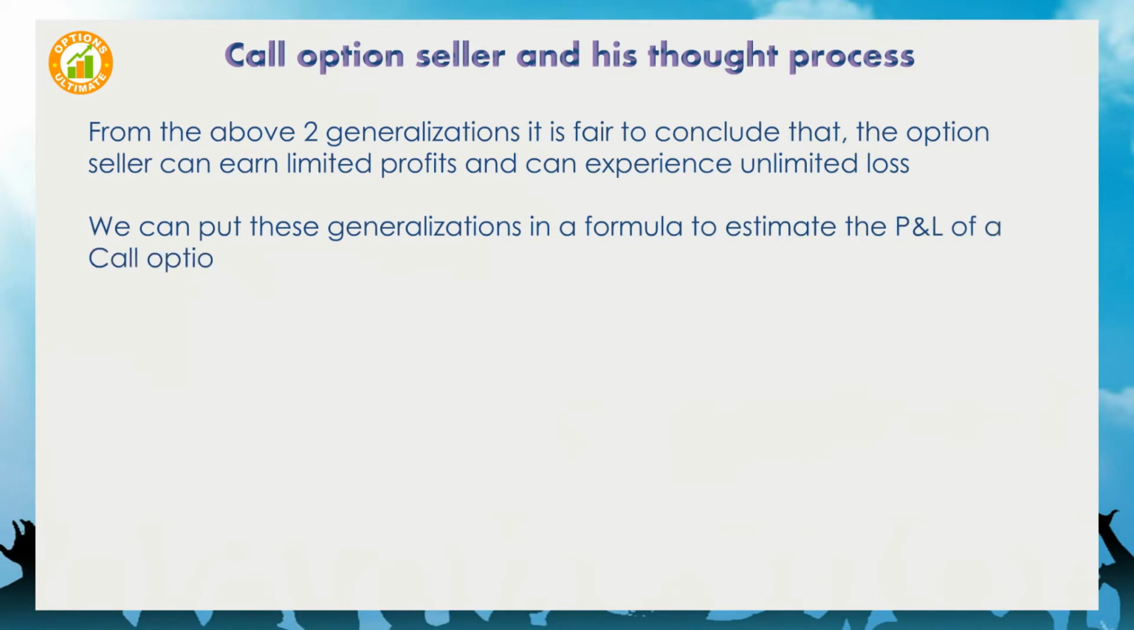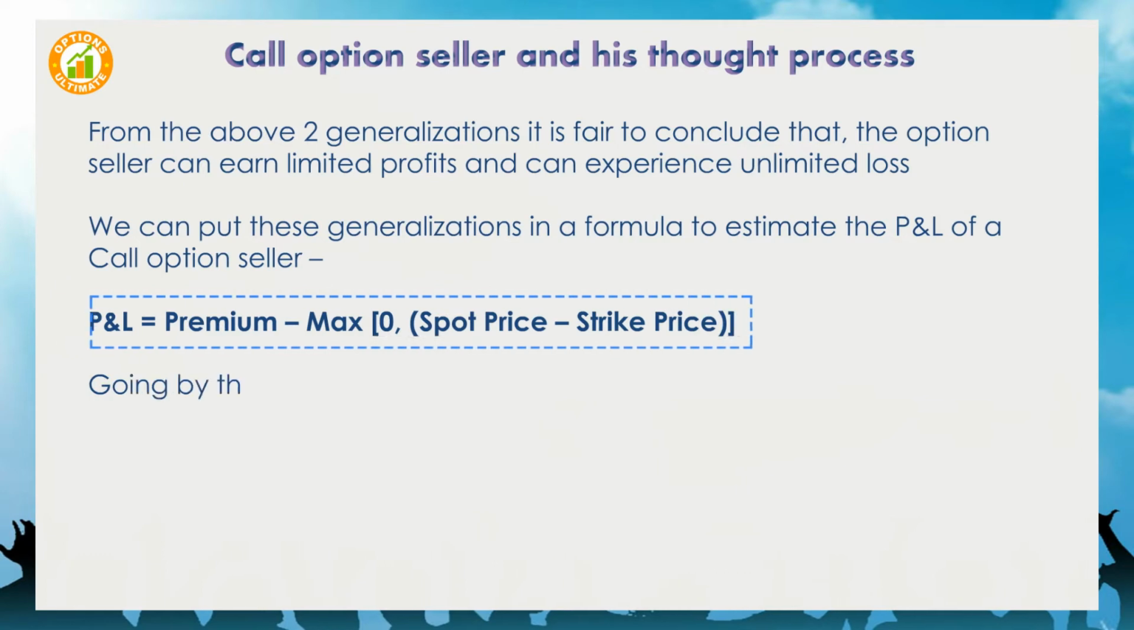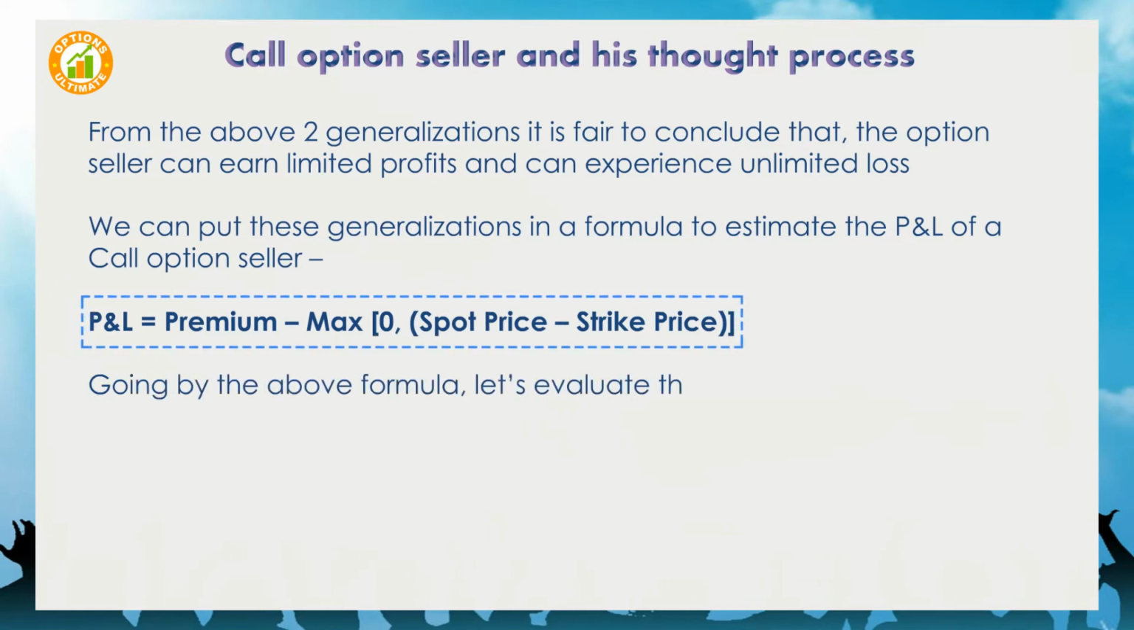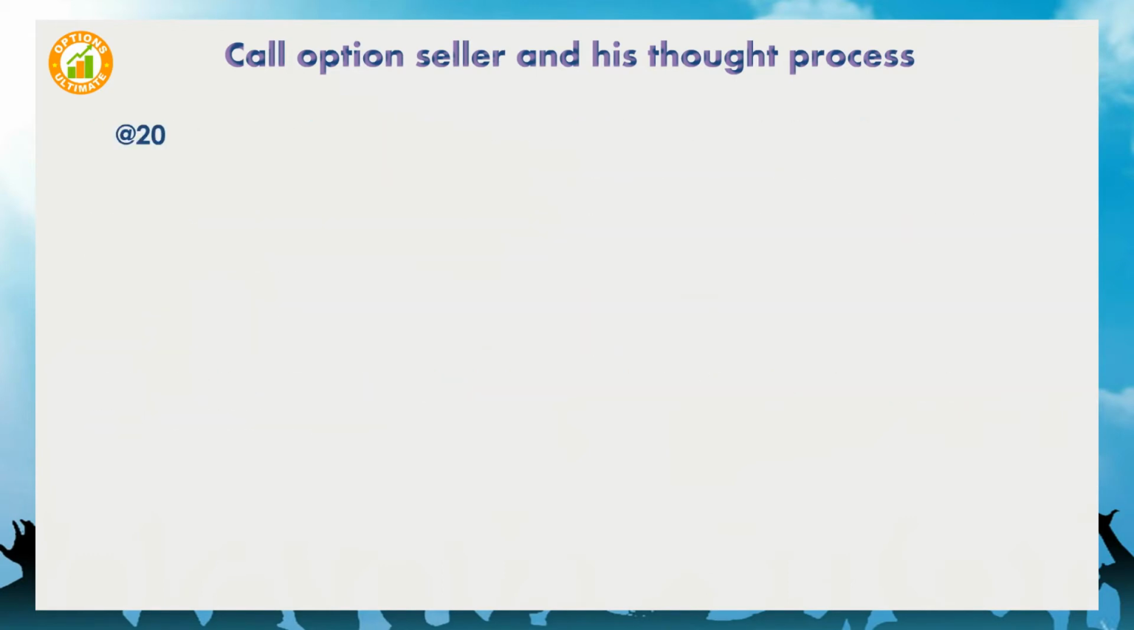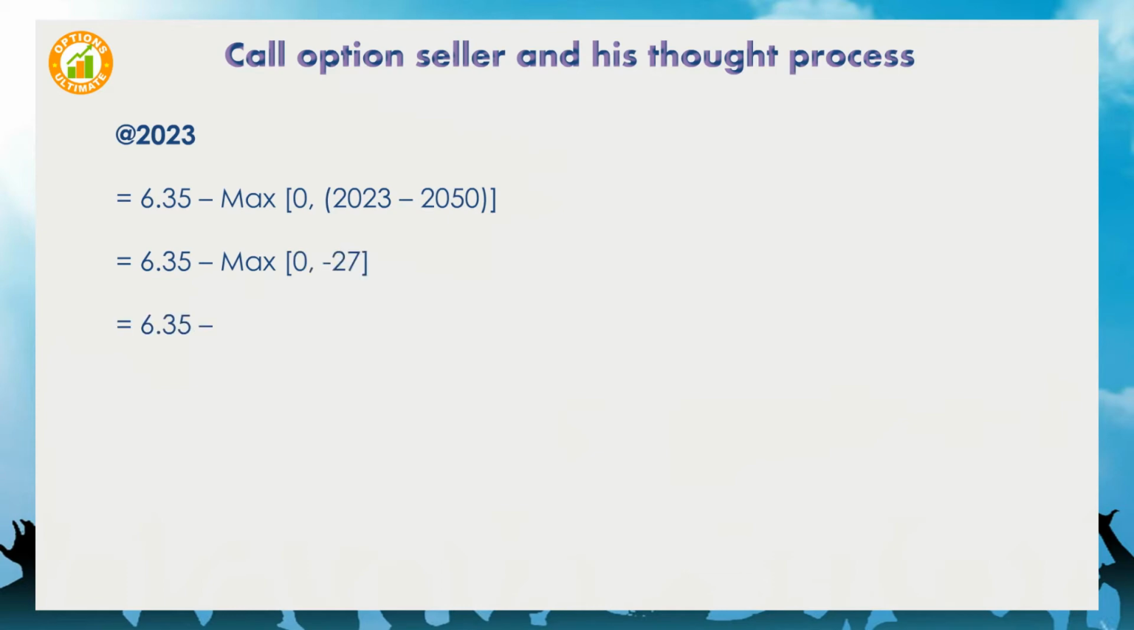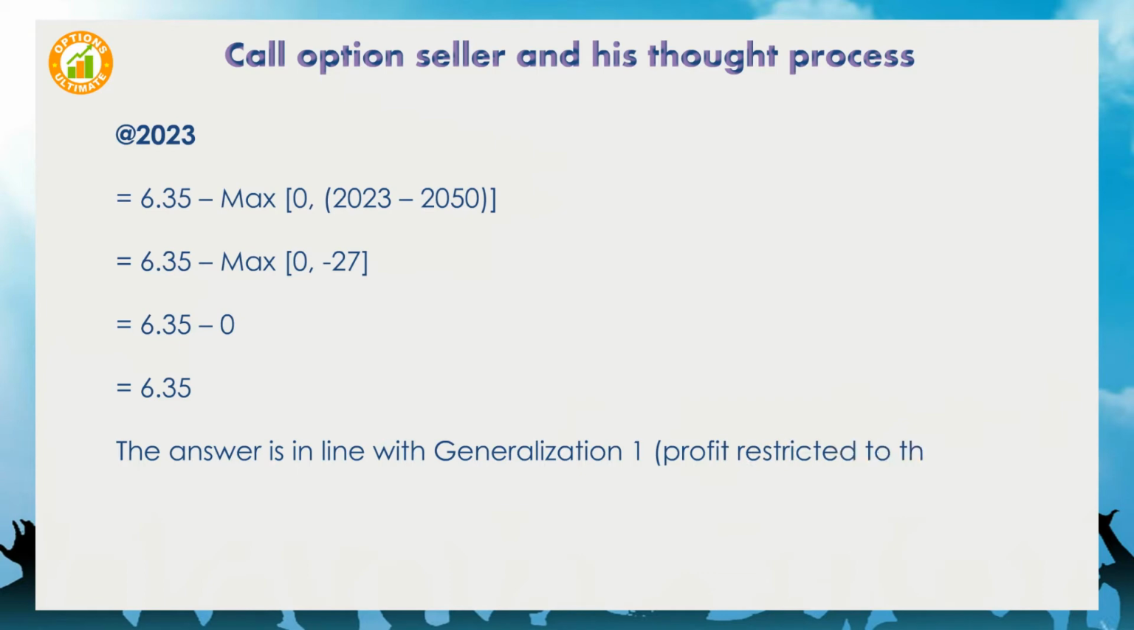P&L equals premium minus max(0, spot price minus strike price). Going by the above formula, let's evaluate the P&L for a few possible spot values on expiry. At 2023, P&L equals 6.35 minus max(0, 2023 minus 2050), equals 6.35 minus max(0, minus 27), equals 6.35 minus 0, equals 6.35. The answer is in line with generalization 1, profit restricted to the extent of premium received.